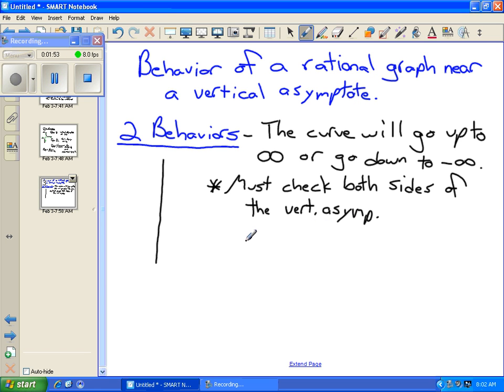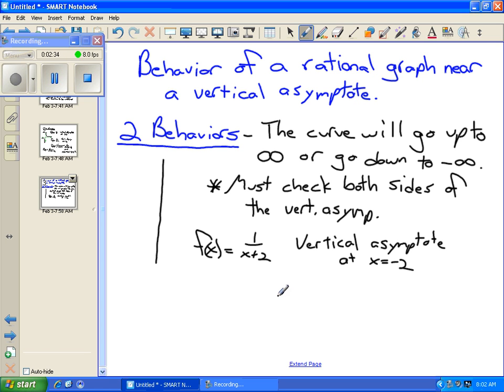So we're going to check both sides. We're just going to jump in here and do an example. This is the same one that we talked about in the last video. We'll do f of x equals 1 over x plus 2. Now we know here that negative 2 makes this an undefined number. So at negative 2 is where my vertical asymptote is going to occur. So we'll say that here first: we know there's a vertical asymptote at x equals negative 2.